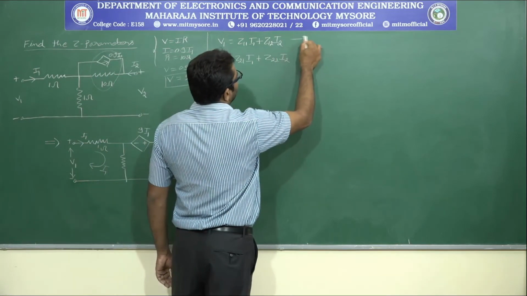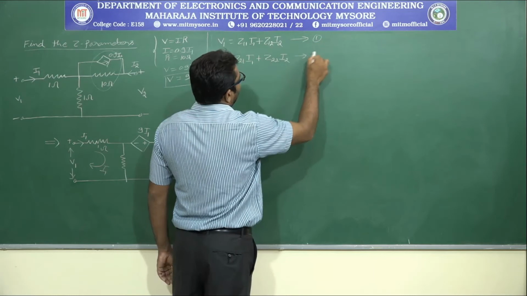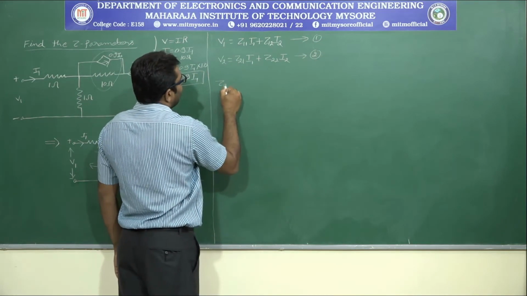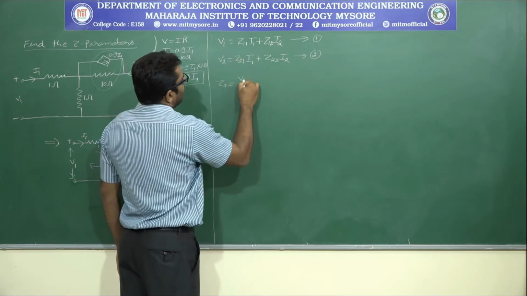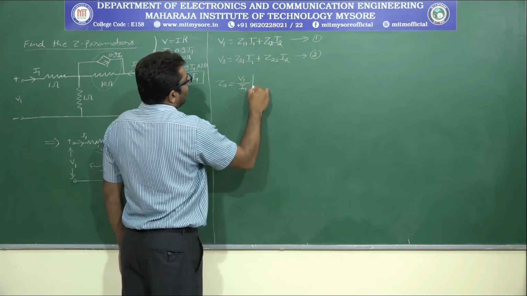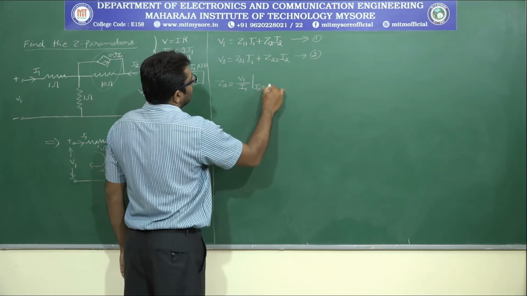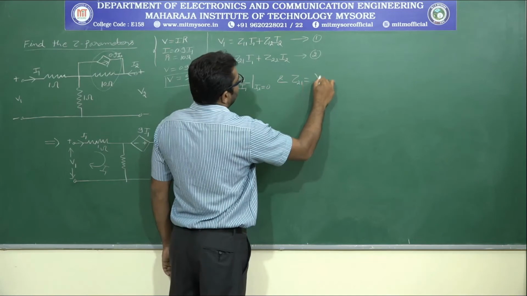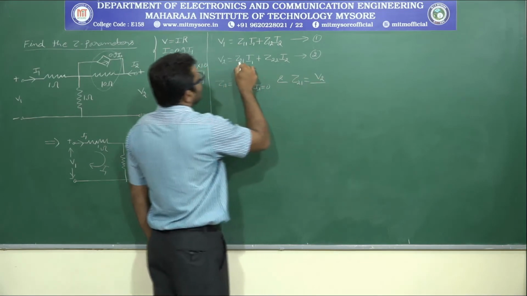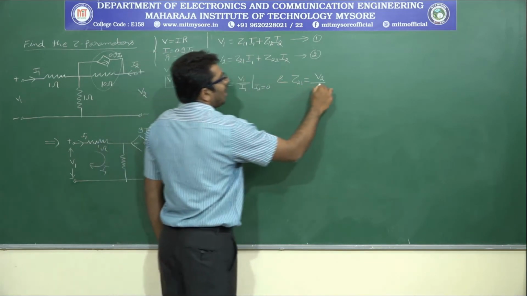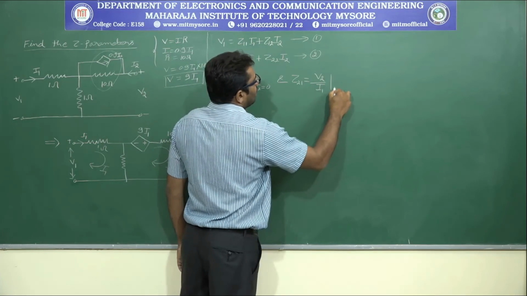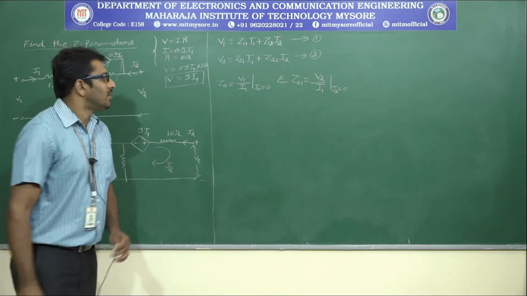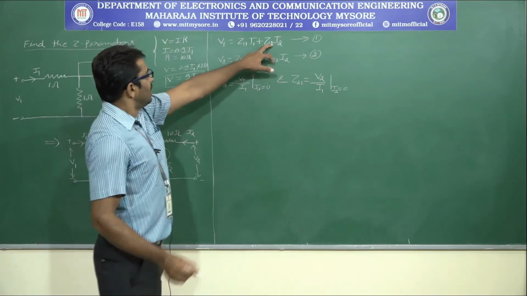Let me call them equation 1 and equation 2. Let me write the Z parameters also. Z11 is equal to V1 by I1 at I2 is equal to 0, and Z21 is equal to V2 by I1 at I2 is equal to 0. Is it clear? Similarly, what are the other two parameters?